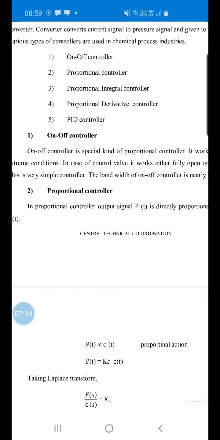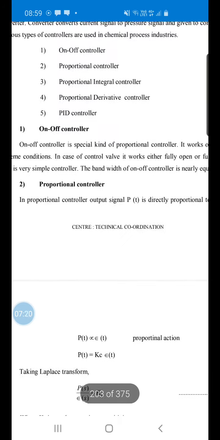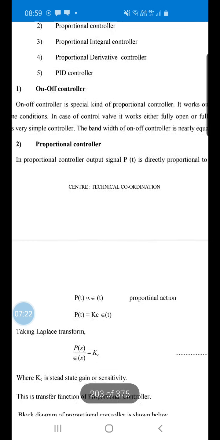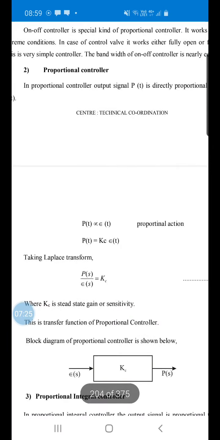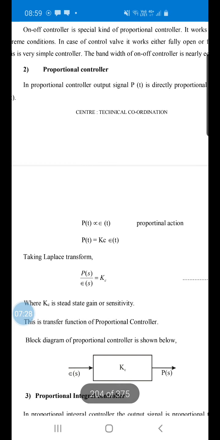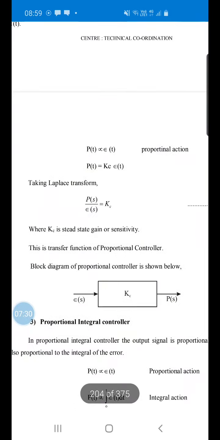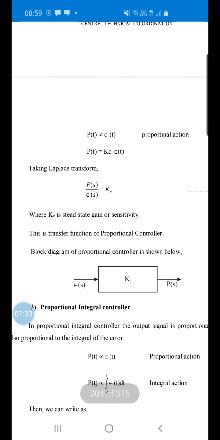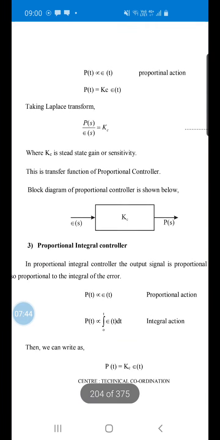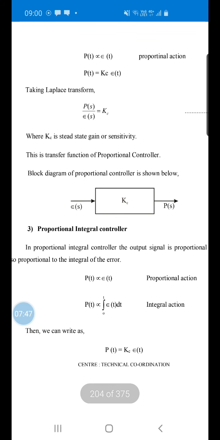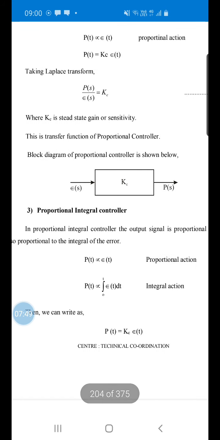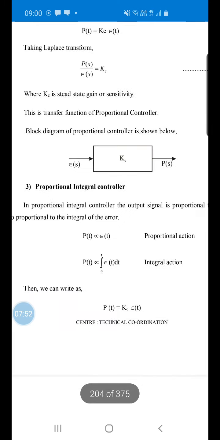Whereas in a proportional controller, the output signal is directly proportional to the error, obviously. So we can write P(t) is proportional to ε(t). We can take its Laplace transform. P(s)/ε(s) is equal to Kc. This Kc is called the steady state gain or the sensitivity. And this is the transfer function for the proportional controller, which can be shown through the block diagram as ε(s), Kc and P(s). So P(s)/ε(s) is equal to Kc.